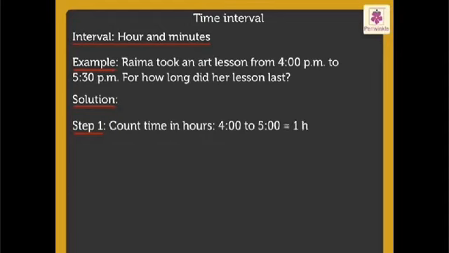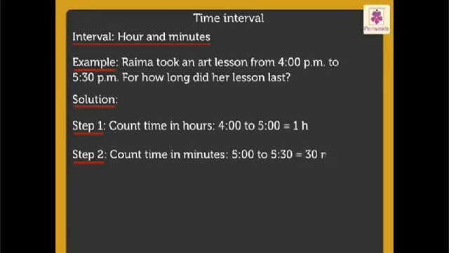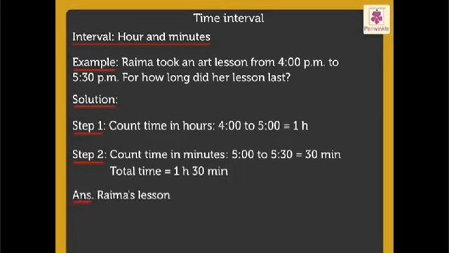That is what we are doing, count time in hours. Step 2. Count times in minutes. Here, on counting the minutes from 5 p.m. to ending time 5:30 p.m., we get 30 minutes. So, from step 1 and step 2, we get the total time as 1 hour 30 minutes. Thus, we say Raima's lesson lasted for 1 hour 30 minutes.